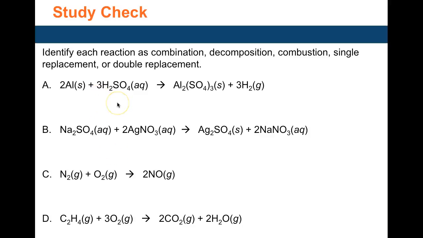All right, so identify each reaction as a combination, decomp, combustion, single or double replacement. Okay, so here you have element, compound, compound, and element. So that's single. This is double because you have the sodium and nitrate coming together, silver and the sulfate coming together, exchange of dance partners. This is two reactants, a single product, combo. And then here you have a hydrocarbon and oxygen forming carbon dioxide and water. So if the products are carbon dioxide and water, that is a combustion.